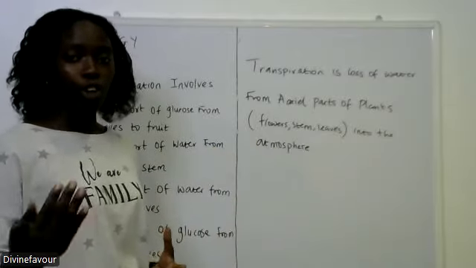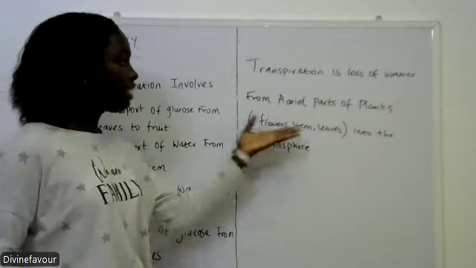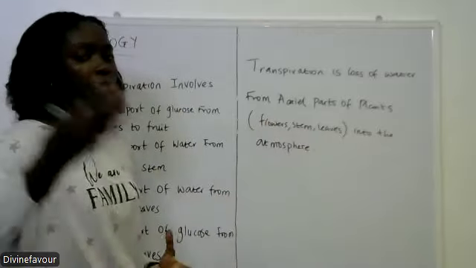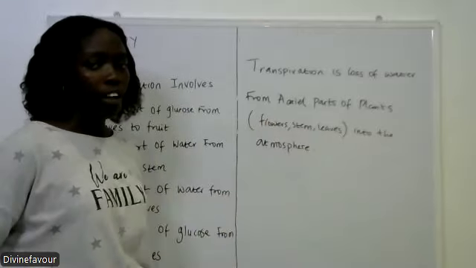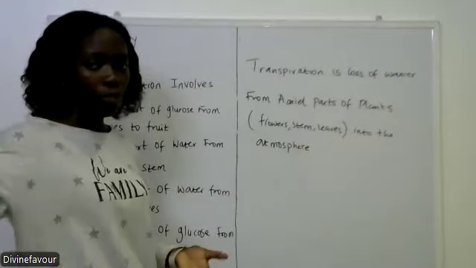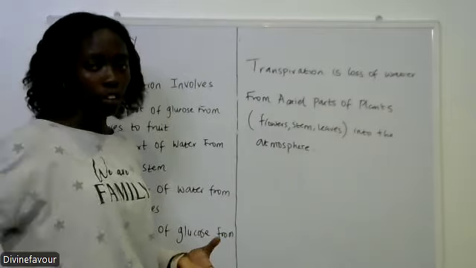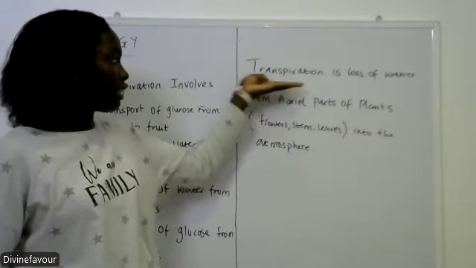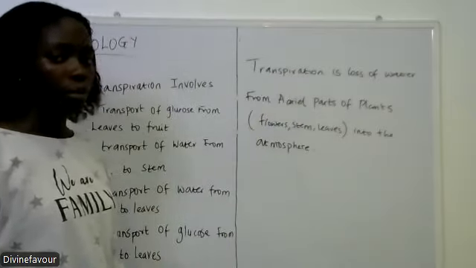But there is always going to be excess water. So now the excess water will then evaporate into the atmosphere through the leaves, the stem, or the other above the ground parts of the plant. Right? That is basically the concept of transpiration.